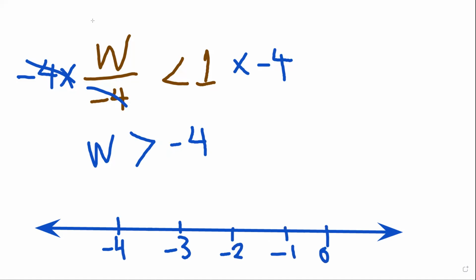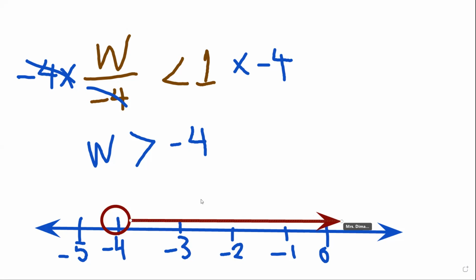So here, this is -4. This is -4. It will be an open circle. Now then, W greater than -4, so it will be to the right. That's it. Is it clear? Yes. Okay, now let's go to question number 6.